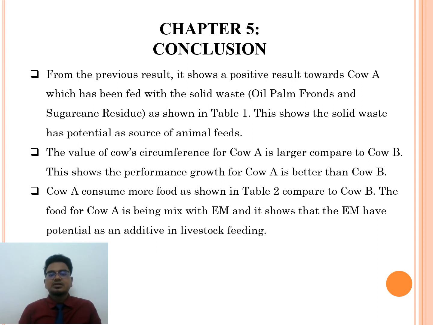The last one is that cow A consumed more food as shown in Table 2 compared to cow B. The food for cow A is mixed with effective microorganisms and it shows that the effective microorganisms have the potential as an additive in livestock feeding.